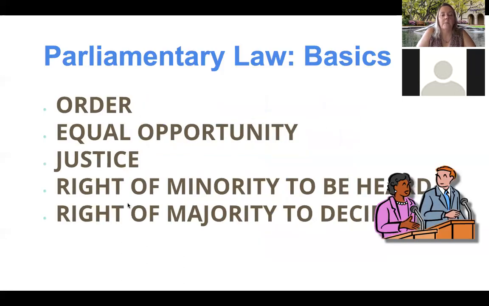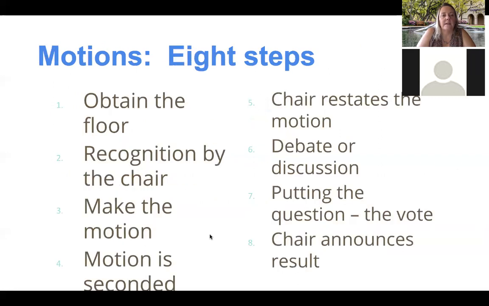So it's supposed to be there to provide equal opportunity. So everybody, like I say, has a voice. That provides justice because everyone gets to be heard, and the right of the majority to decide. So, making a motion: there are 8 steps to making a motion.